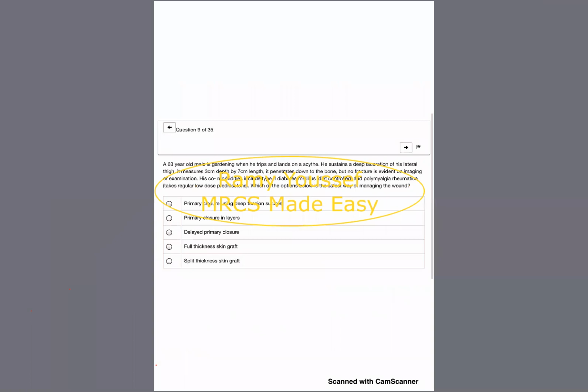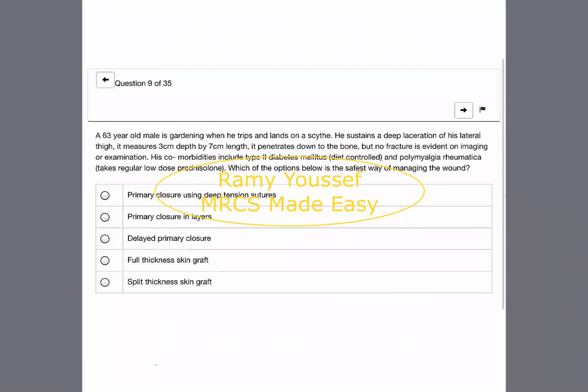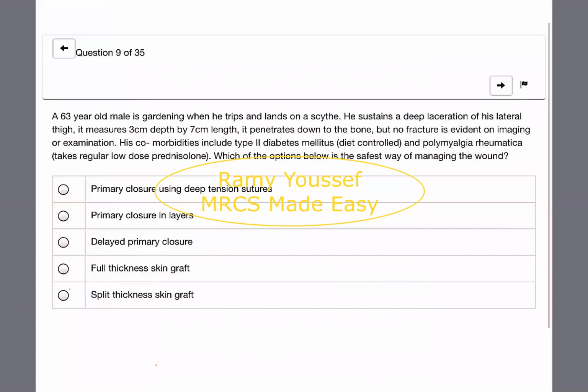A 63-year-old male is gardening when he trips and lands on a cyst. He sustains a deep laceration on his lateral thigh. It measures 3 centimeters depth by 7 centimeters length. It penetrates down to the bone, but no fracture is evident on imaging or examination. His comorbidities include type 2 diabetes and polymyalgia rheumatica. He takes regular low-dose prednisolone. Which of the options below is the safest way of managing the wound?